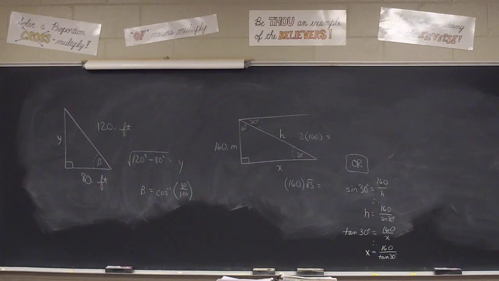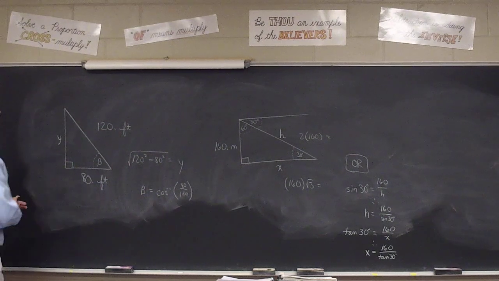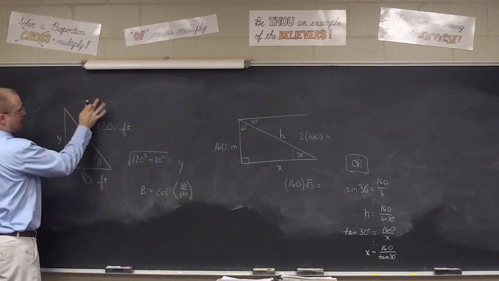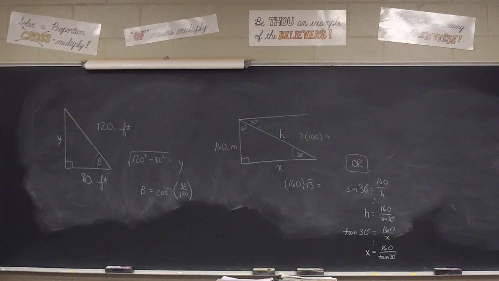Explain what you did on the first one. Well, for y, you're using Pythagorean theorem. Now, you didn't have to. I guess technically you could have said, no, because you don't know beta, so you can't do that. Yeah, you had to use Pythagorean theorem to get y. And then for the beta, I used adjacent hypotenuse, so cosine, but you're finding the angle, so arc cosine of adjacent 80 over hypotenuse 120.